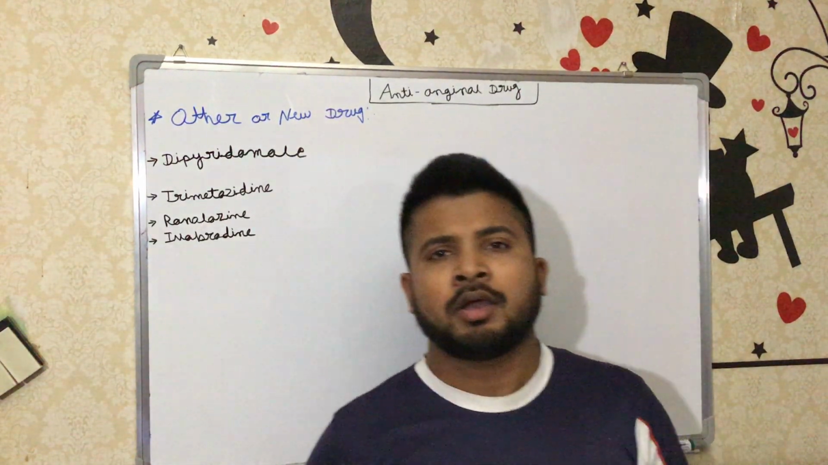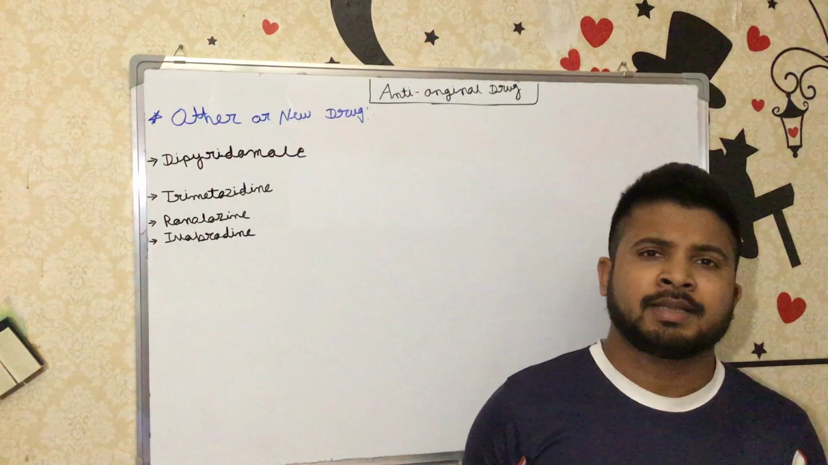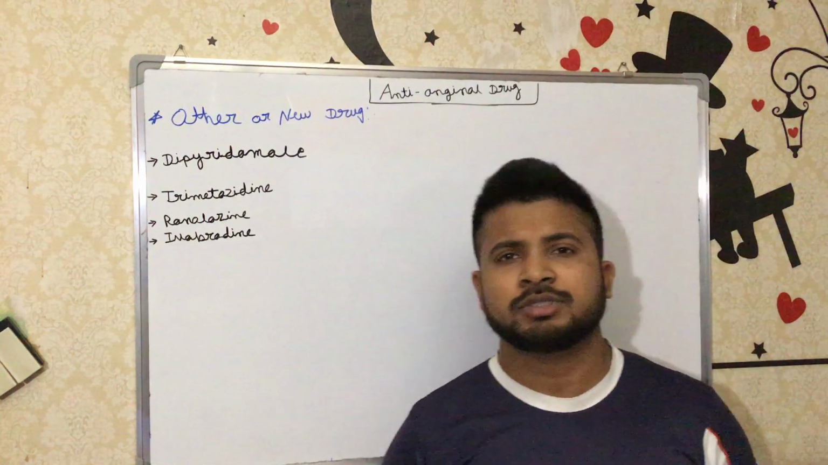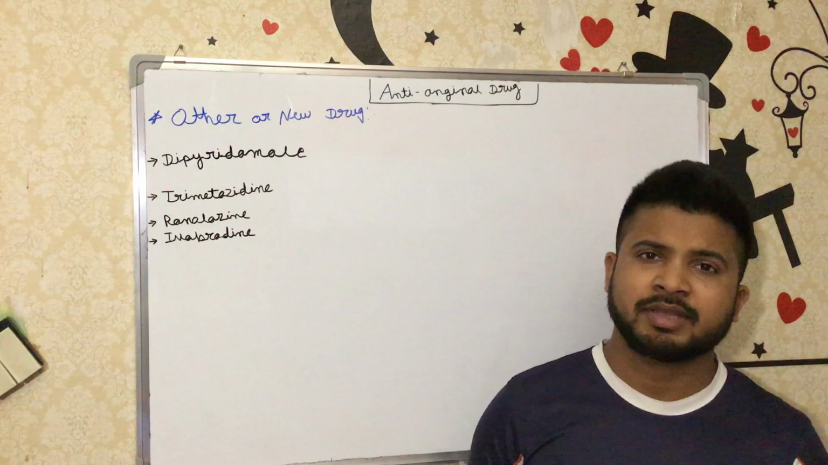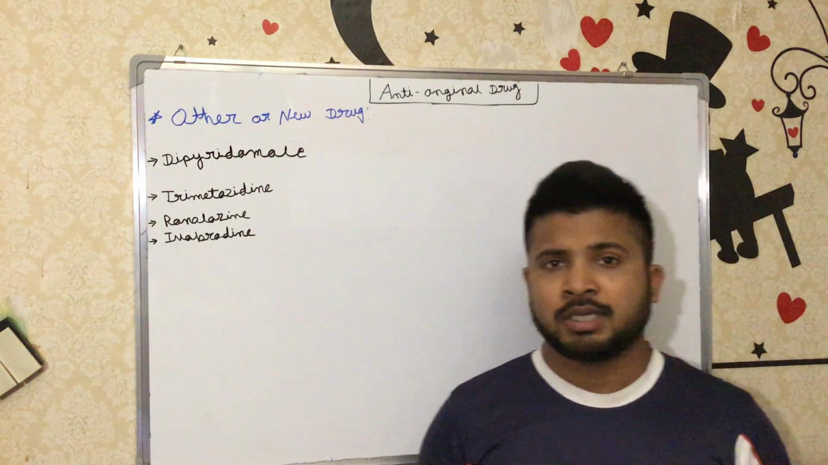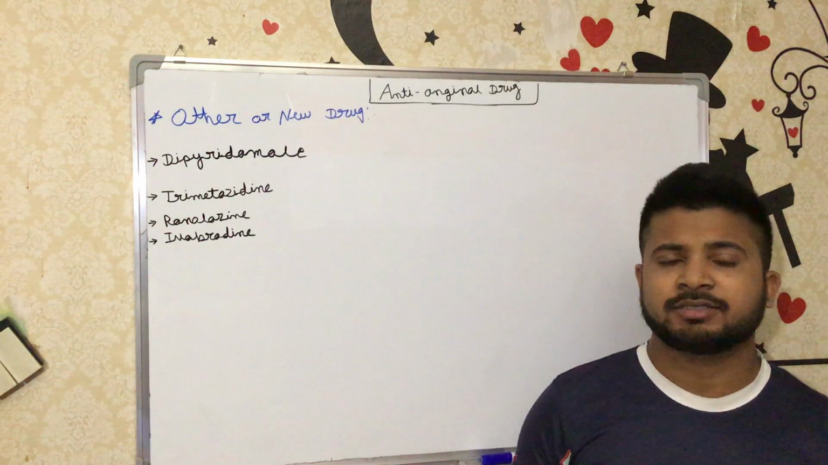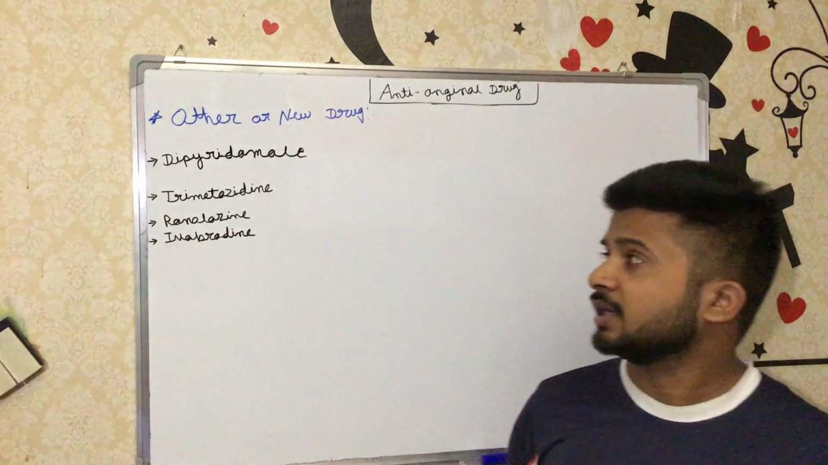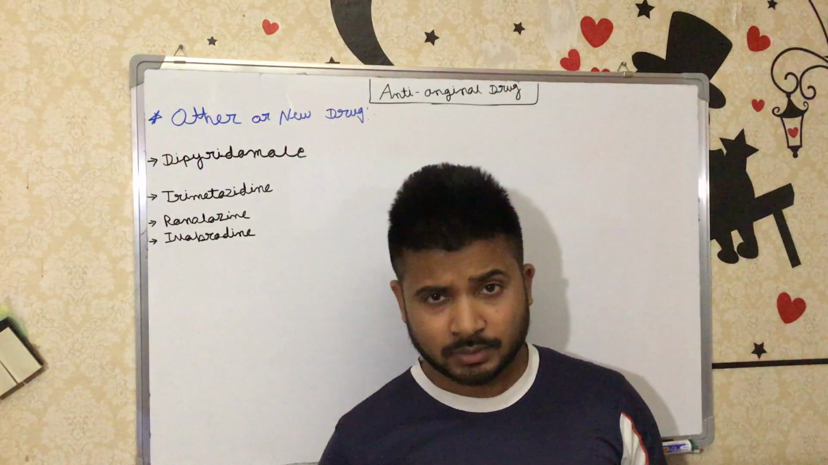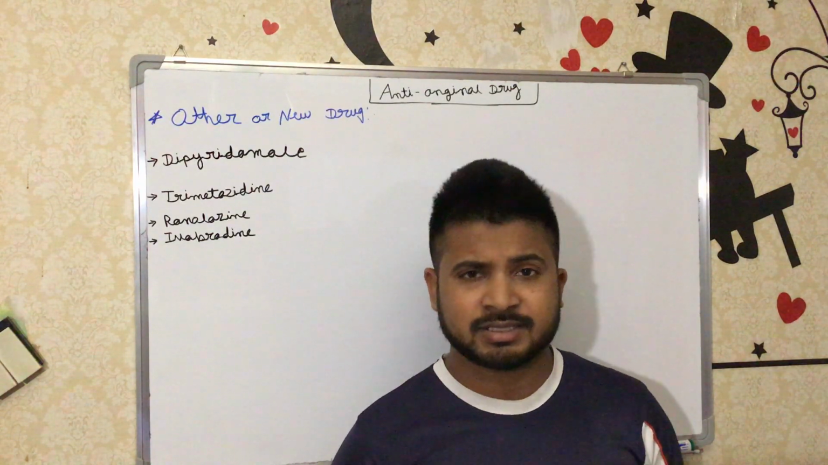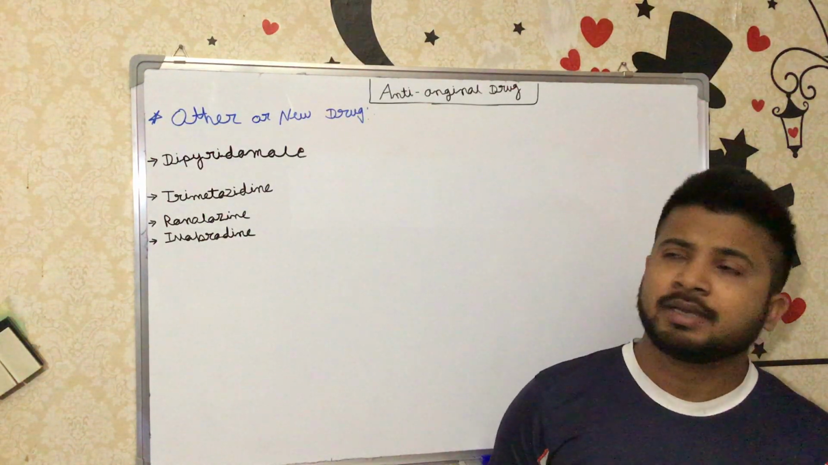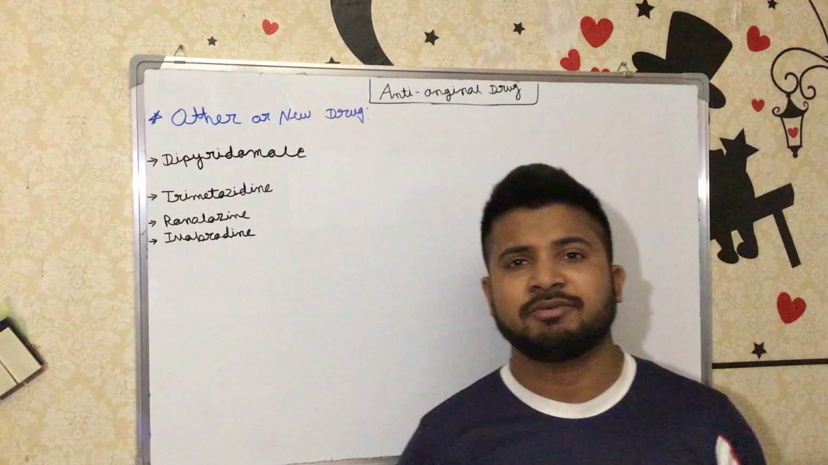Hello friends, now we'll discuss some other drugs which are also used in angina pectoris, or we can say some newer agents. The fourth group of drugs used as anti-anginal drugs: the first is dipyridamole, the second is trimetazidine, the third is ranolazine, and the last one is ivabradine.